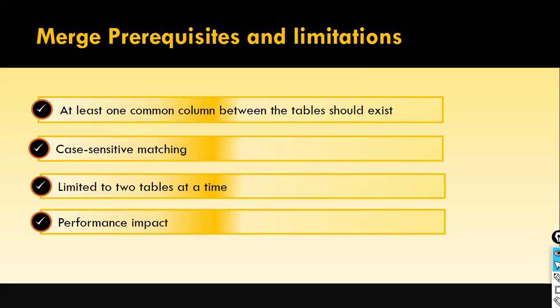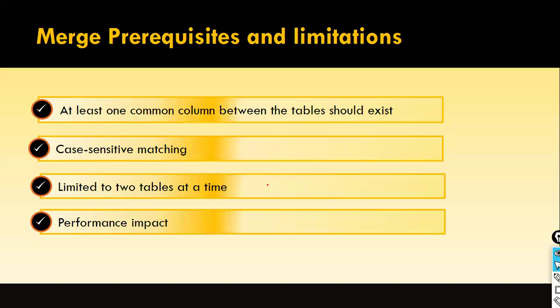Make sure that even though the common column exists between the two tables, the values in those two columns should be the same case. If it is uppercase in one table, the other table should also have uppercase. Otherwise, you can convert it to upper or lower. And limited to two tables at a time. At a time, you can merge only two tables. This is an important point. You cannot merge more than two tables at a time.